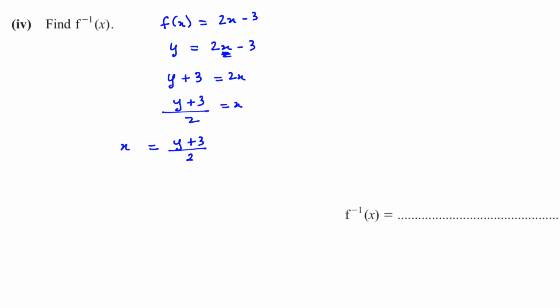Now that you have simplified it and your x is alone, replace the x with f inverse of x and change the y to x. So f inverse of x is (x plus 3) over 2. So that's your inverse of f.